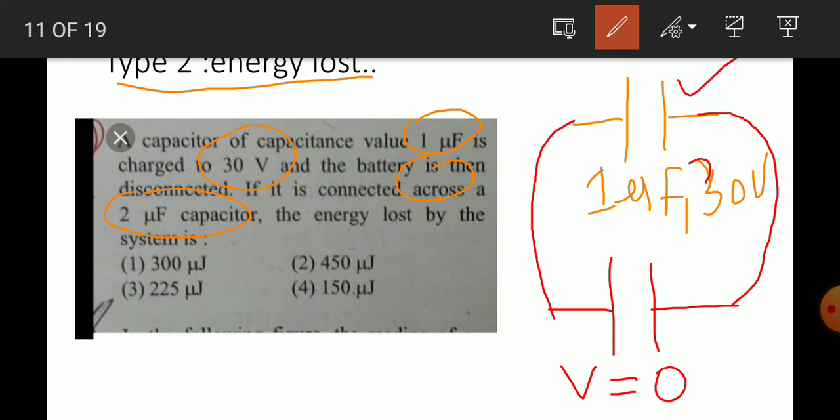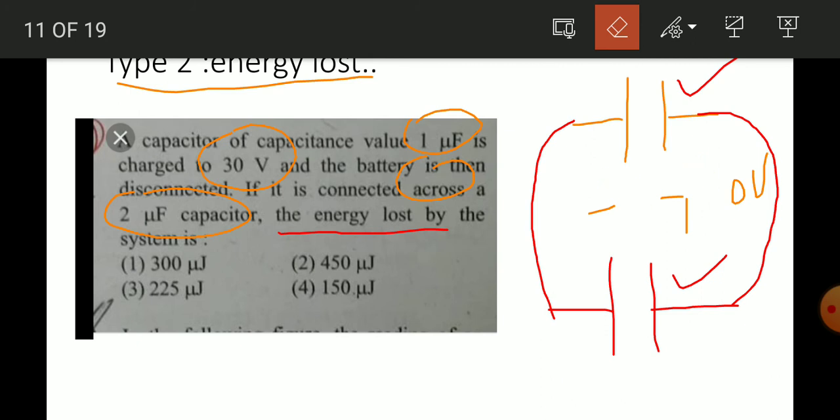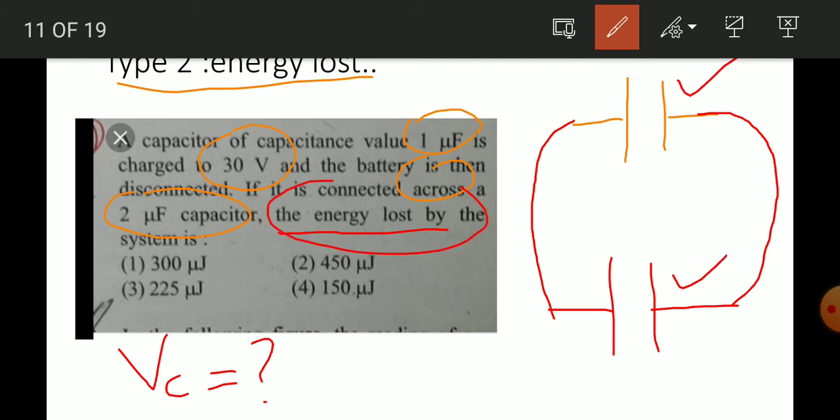Obviously, this capacitor which is charged up to 30 volt will lose energy, and the second capacitor which is uncharged will gain energy. Okay, so in this case, eventually they will have some common potential. Sometimes they can ask you to find out the common potential.